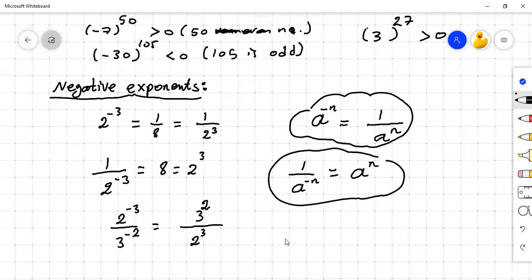Again, another example, if we have, for example, 1 over 2 exponent minus 4. It's the same as 2 exponent 4, and it's 16. 2 times 2 times 2 times 2, 4 times, 16. Again, another one, if we have 5 exponent minus 2, this is the same as 1 over 5 exponent 2, and it's equal to 1 over 25.